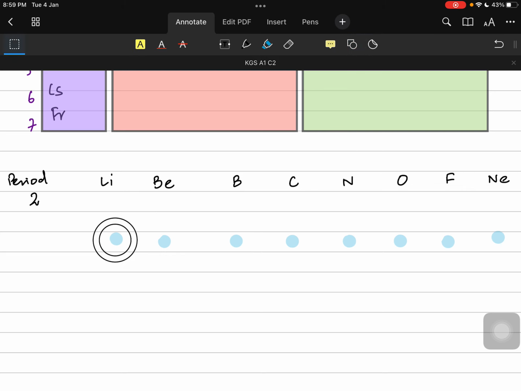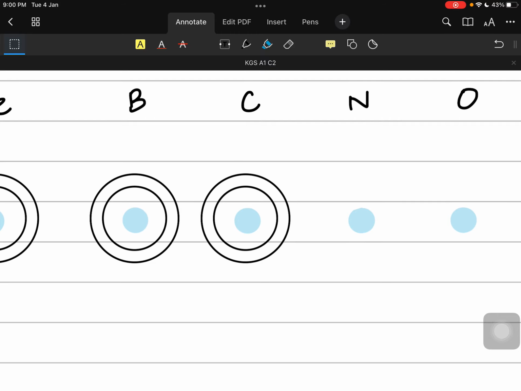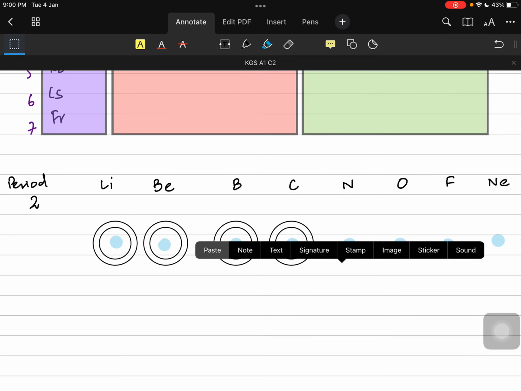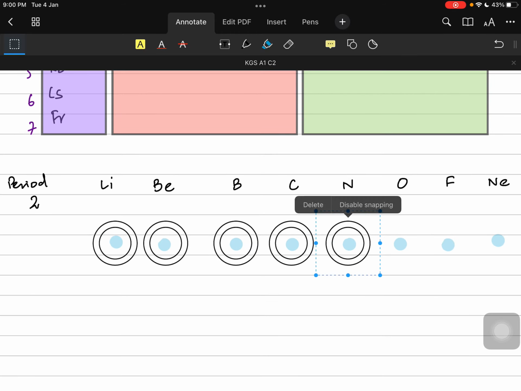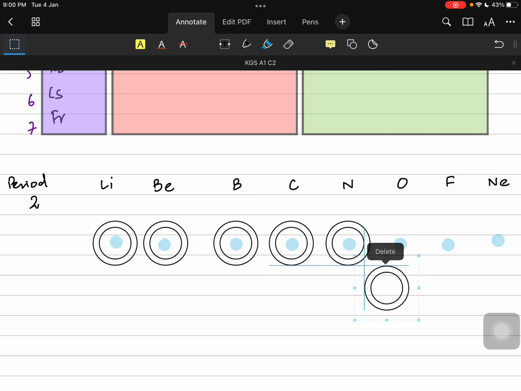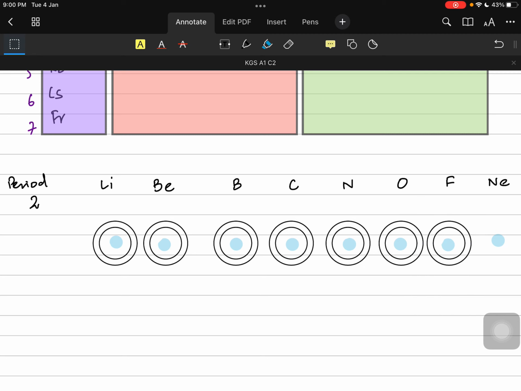Similarly, all of them are going to have the same pattern, so it's the same for boron, the same for carbon, then nitrogen. Nitrogen has its 2 shells. Similarly, oxygen has its 2 shells. Then we have fluorine, and then neon. So I am drawing the shells of each of those, and I'm done with them.